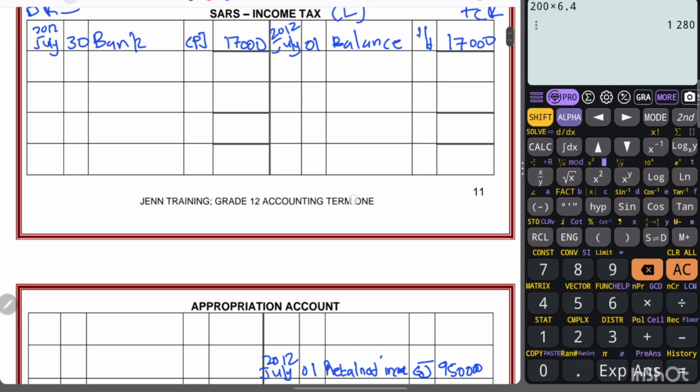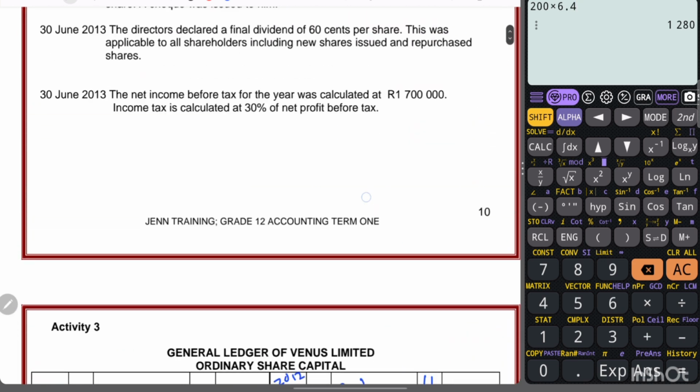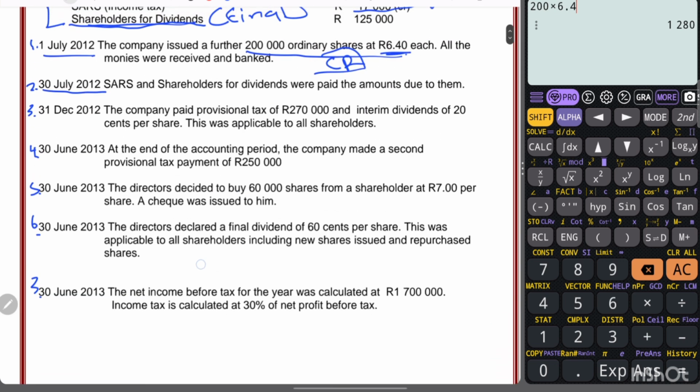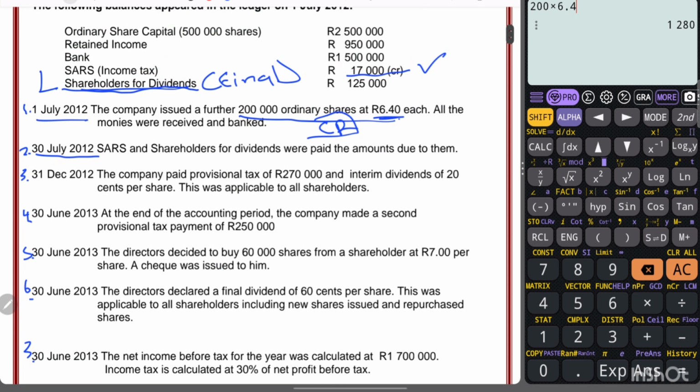Okay. Then now we can continue with our information. Now this is information number 1, number 2, number 3, number 4, number 5, number 6, number 7. We don't have number 8. Let's go to information number 3 now.